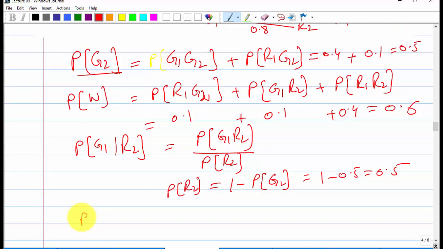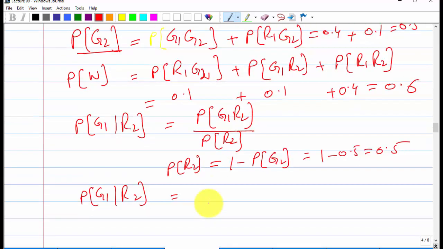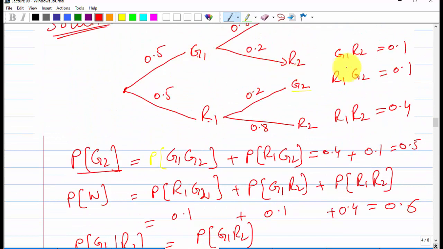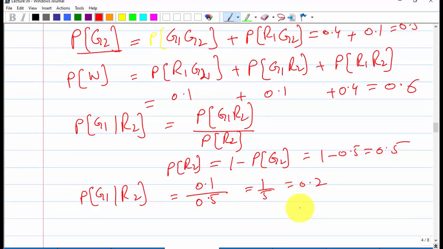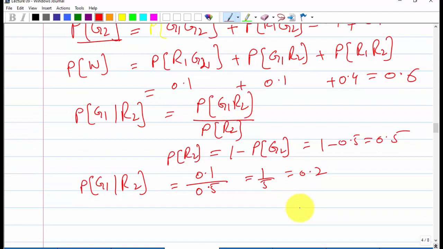So the probability of G1 given R2 will be, just putting the values here, G1 R2 is 0.1, sorry, I forgot. So this is 0.1 divided by 0.5, which is 1 over 5, which is 0.2. So we have a 20% chance for this conditional probability.